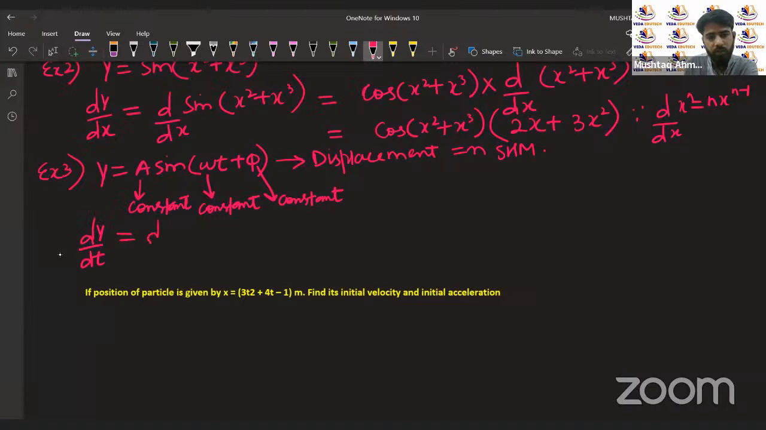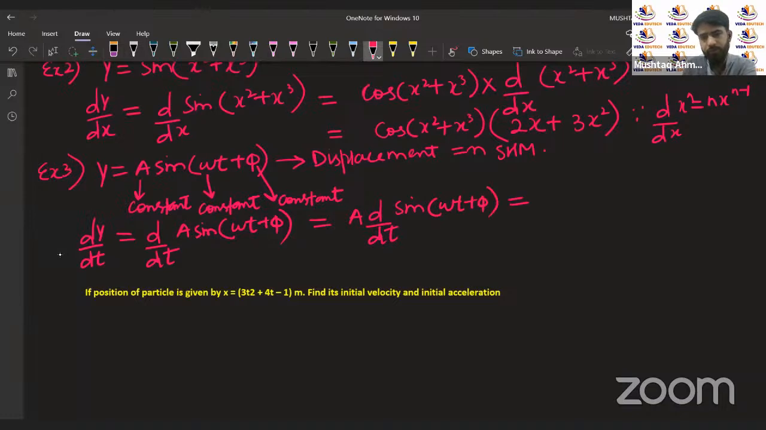So it will be d upon dt of a sin of omega t plus phi. a हमारा कांस्टेंट है, बाहर आ जाएगा, d upon dt of sin of omega t plus phi.